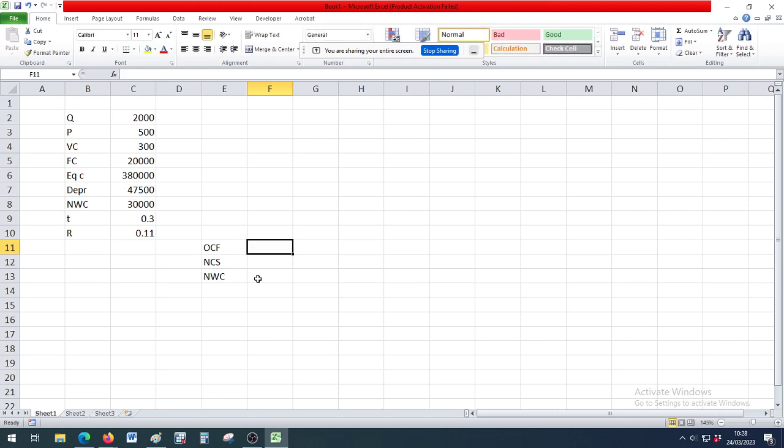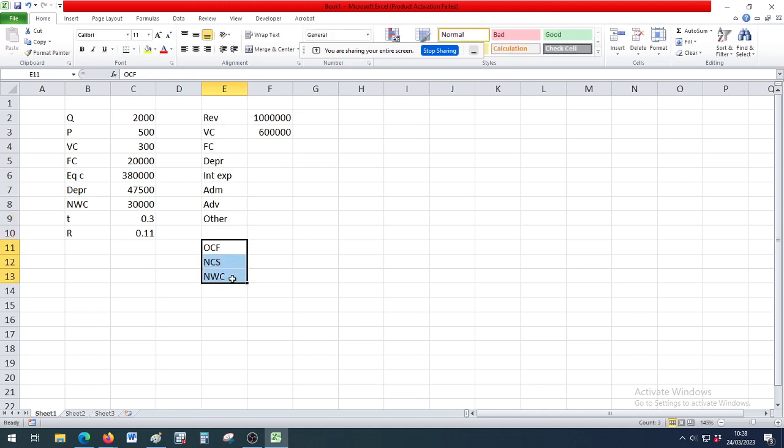So I need to look at the income statement. Okay, so let's have a look at the income statement. Revenue is going to be 2,000, that's quantity times the price, 500. Okay. Variable cost, that's per unit. So again, that's quantity, which is 2,000 times the variable cost of 300. Okay. We have all the other costs: fixed cost, depreciation, interest expense, admin expense, advertising expense, and other expenses.